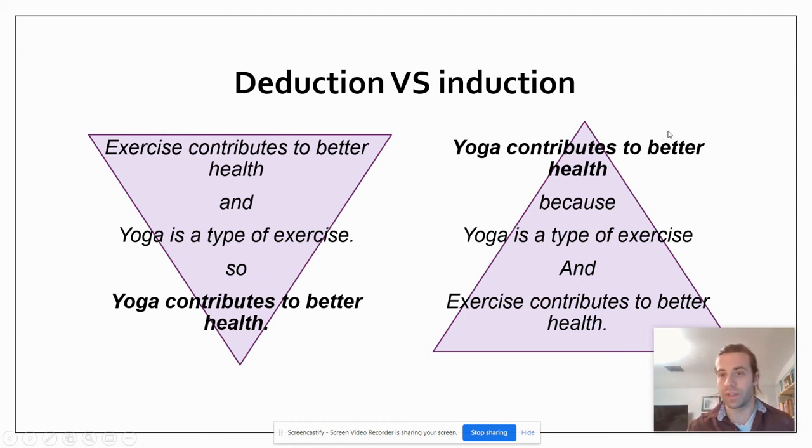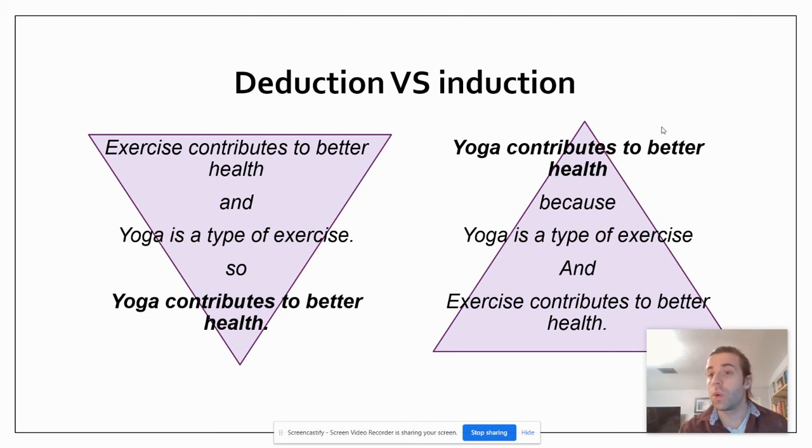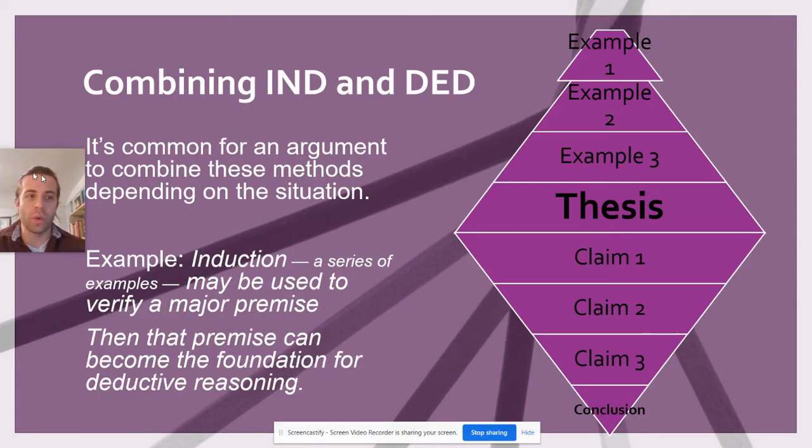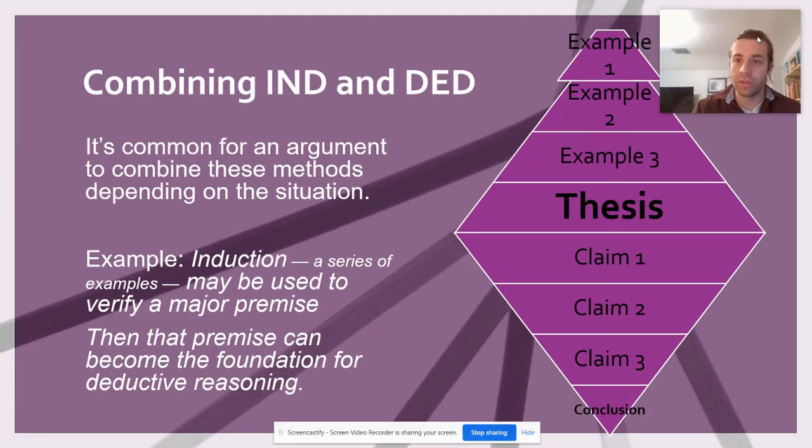For inductive reasoning, we would kind of flip that. I would say, hey, yoga contributes to better health because of this and because of this. So I'm taking my specific idea and I'm broadening it, getting bigger and bigger and bigger. This is not necessarily one or the other. A lot of times we'll do both of these in creating an argument.